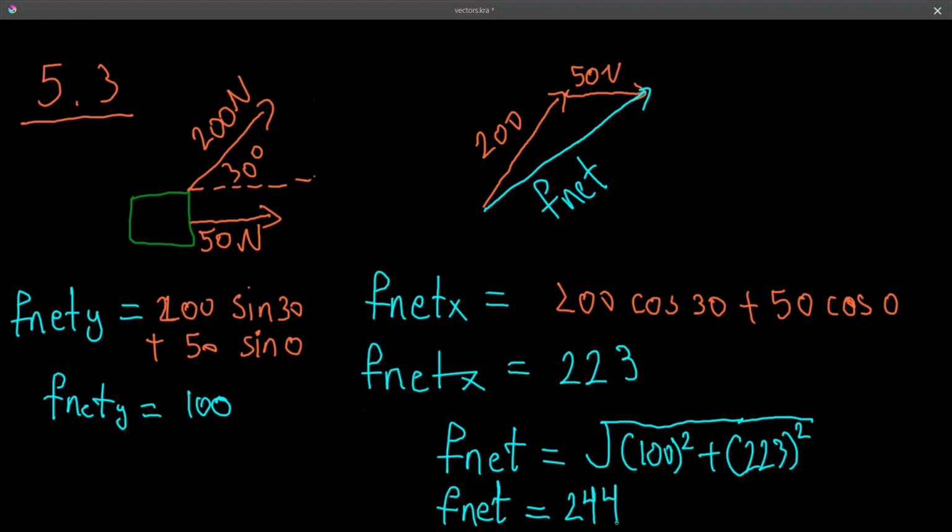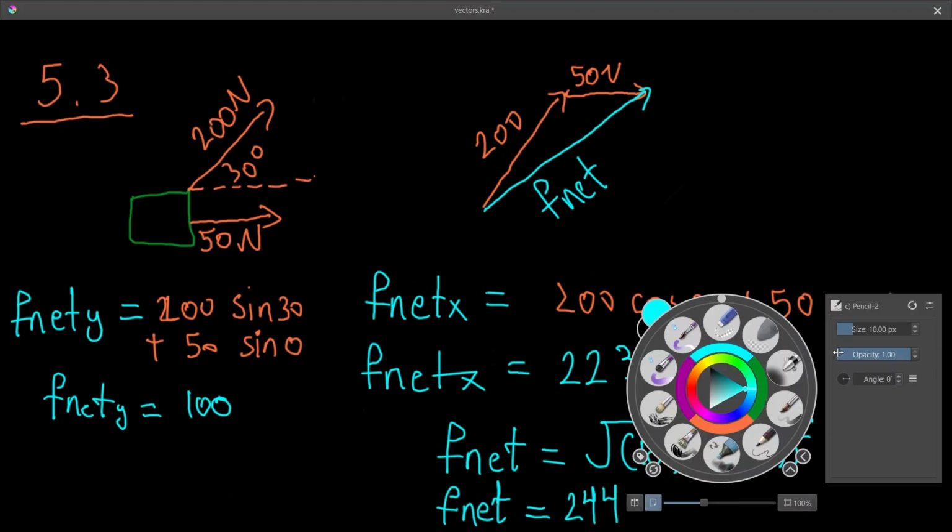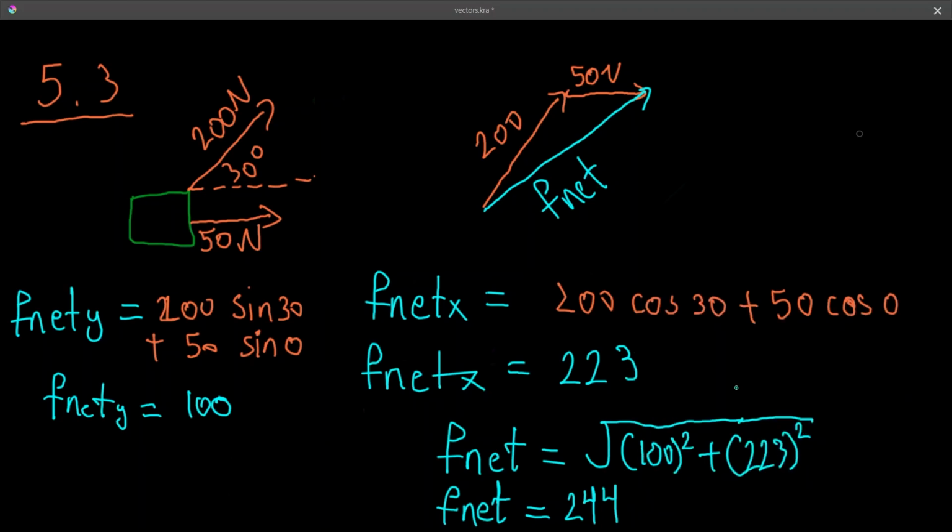right? So the equilibriant would have the same magnitude as F net, right? If I want to balance F net out, I just take the same magnitude of F net but flip its direction. So the equilibriant would just look like this. This would be the equilibriant.